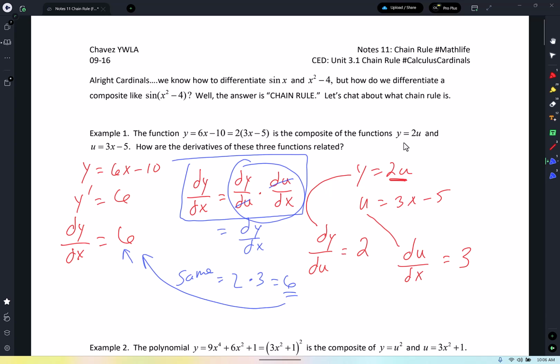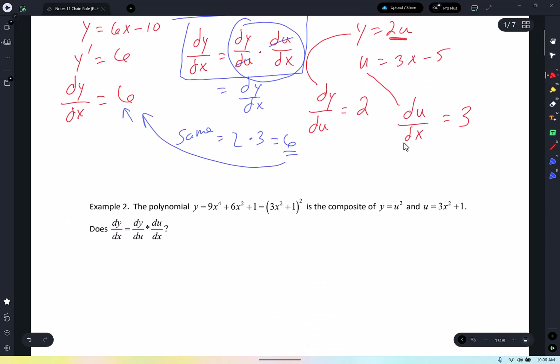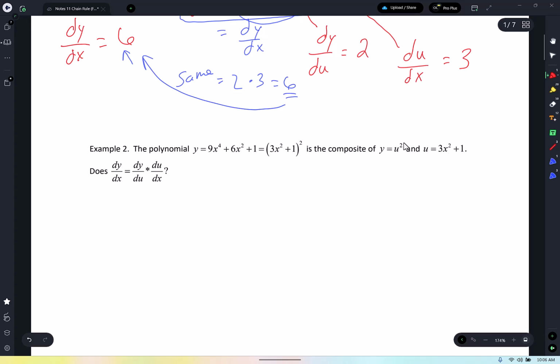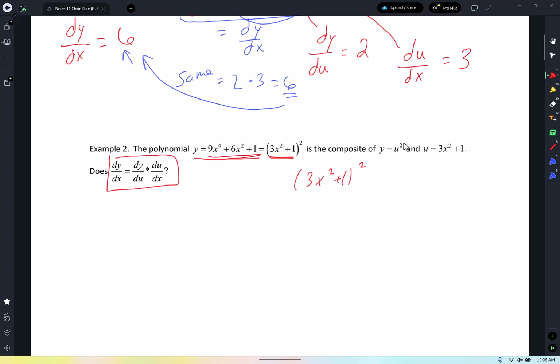Don't worry, we're going to do a whole bunch of them. So let's go to the next one. We're just doing this again. The polynomial, this is my function, and then they turn it into this: 3x squared plus 1, squared. I hope everyone knows that when you expand it, you get that. 3x squared times 3x squared, 9x to the 4th. 3x squared times 1, that's 3x squared, but you've got to have 2 of them, so 6x squared. 1 times 1 is 1. See? It's the same.